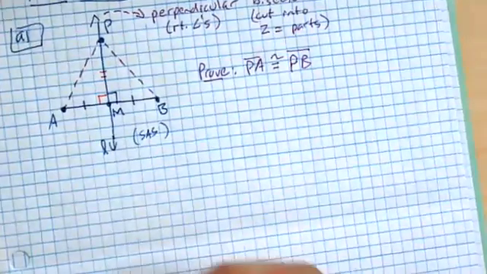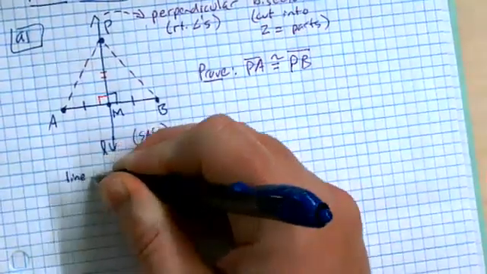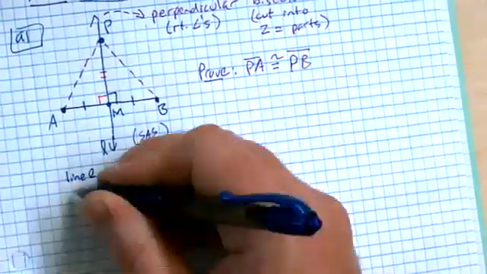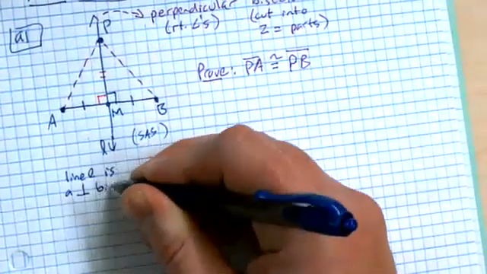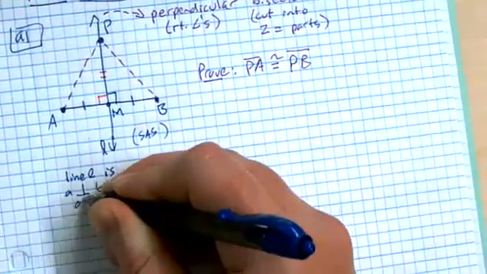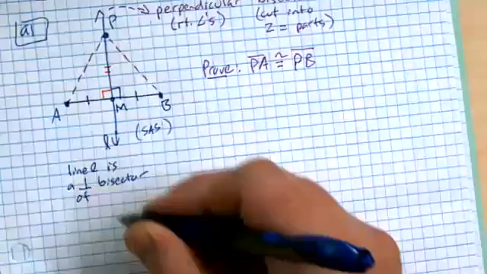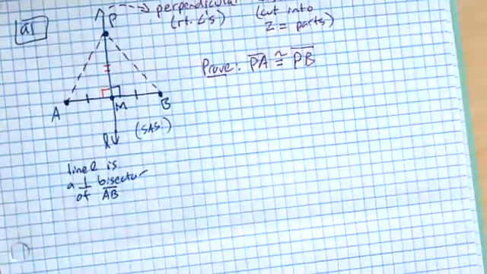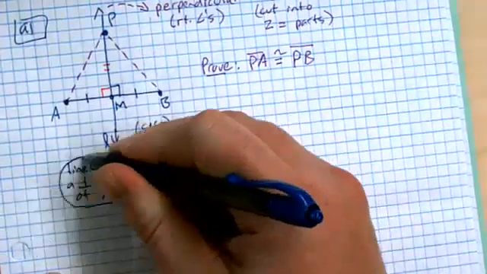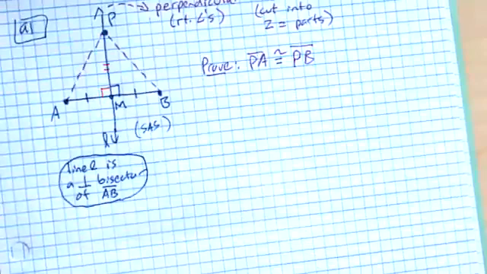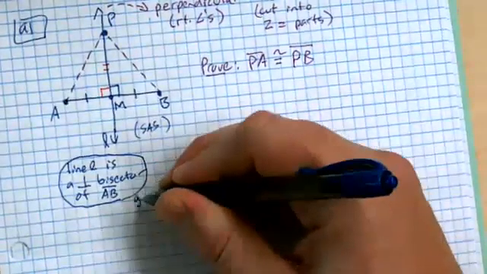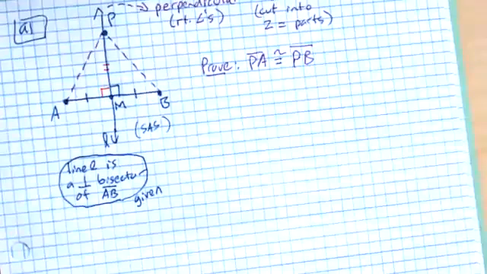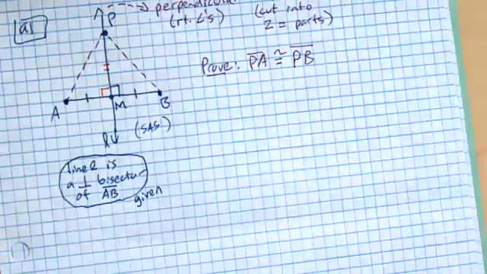So I'm going to start off with this. Line L is a perpendicular bisector of AB. That's going to be my first bubble, and that's going to be my given. That says line L is a perpendicular bisector of AB.